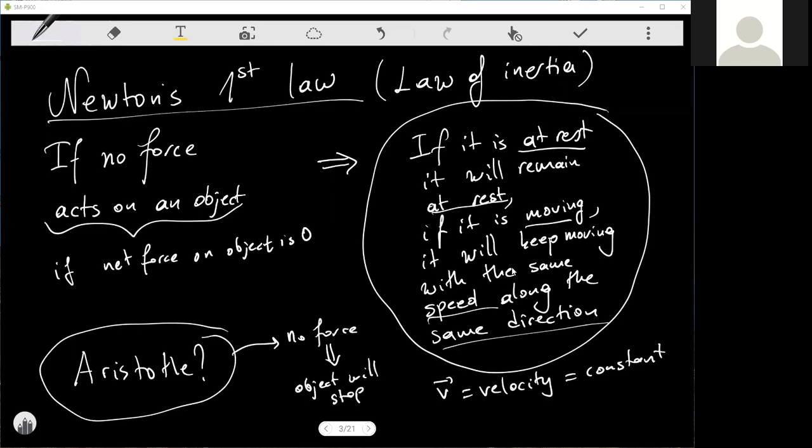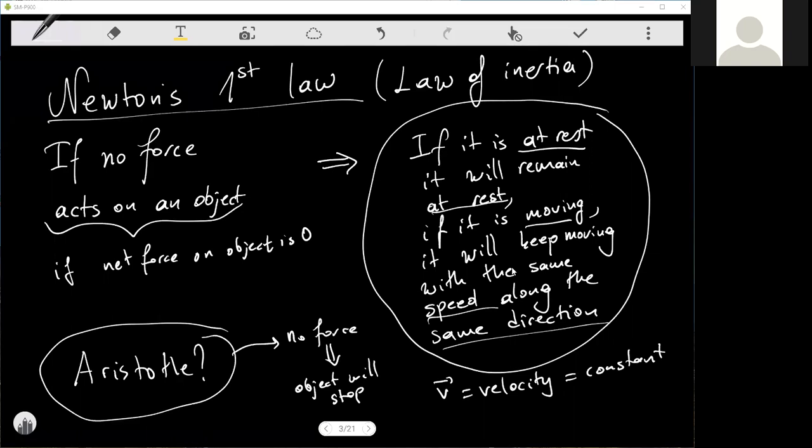So Aristotle thought that the natural state of every object is the state where they will stop. As a result, if there is no force to maintain motion, it will just come to a stop, right? In any case, this was just ancient knowledge obtained by pure thought.